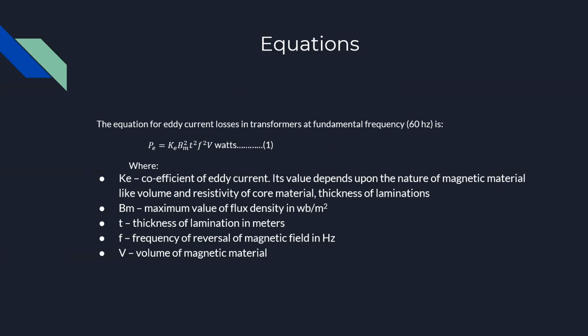So these are the equations that we use to prove that higher order harmonics are generating heat in the transformers and reducing their life. The equation here, PE equals KE times PM squared times the thickness of the lamination in meters squared times the frequency of reversal of the magnetic field in hertz squared times the volume, is the PE equation. It's the equation for eddy current losses in a transformer at fundamental frequency.